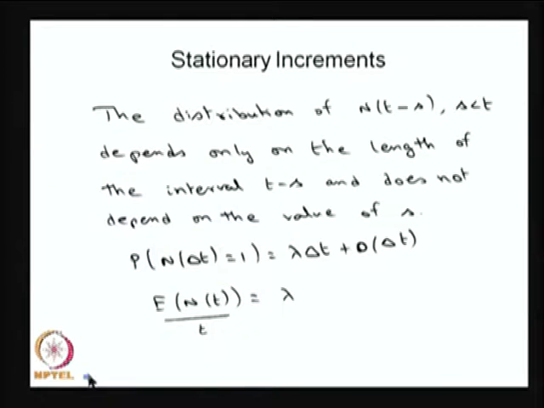Now I am going for the stationary increment. The distribution of N(t) minus N(s) depends only on the length of the interval t minus s and does not depend on the value of s. That means during an interval delta t, the probability of one arrival is lambda times delta t plus order of delta t, which tends to 0 as delta t tends to 0.